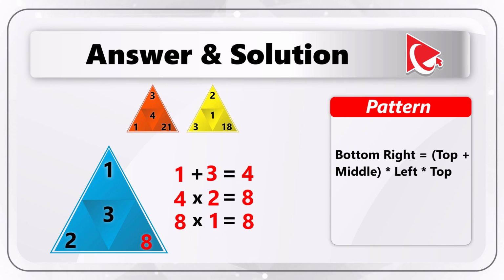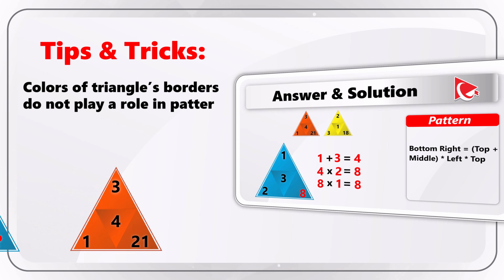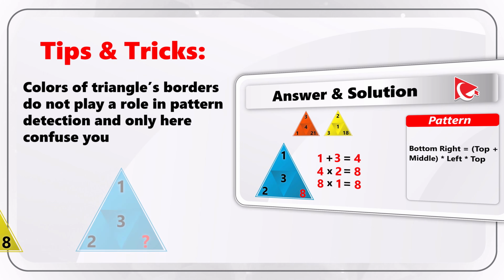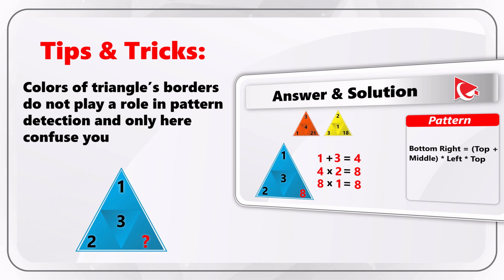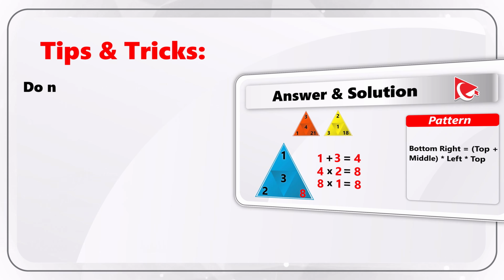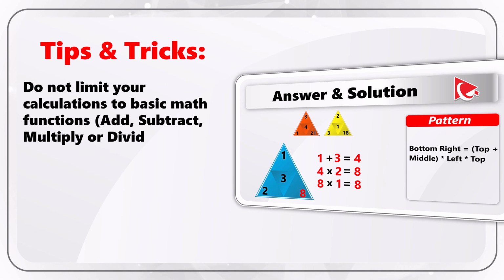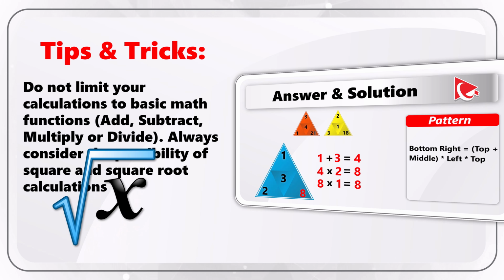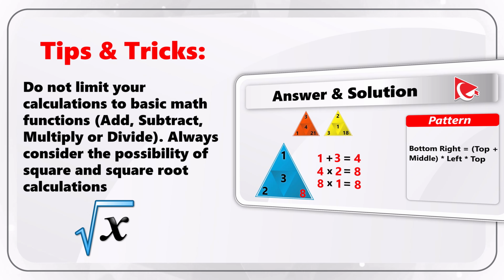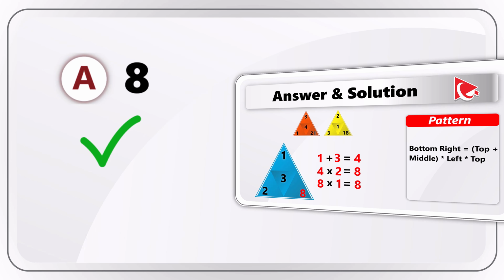Let me give you some tips so you can solve these types of questions on the real test on your own. If you look closely at triangles, they are of 3 different colors. But colors do not play roles in the pattern detection in this particular case, and they're only there to confuse you. Another tip, especially if you see small single-digit numbers, is to not use the calculations only for add, subtract, multiply, and divide. Always consider the possibility of square and square root calculations. Just to recap, the correct answer here is choice A, 8.